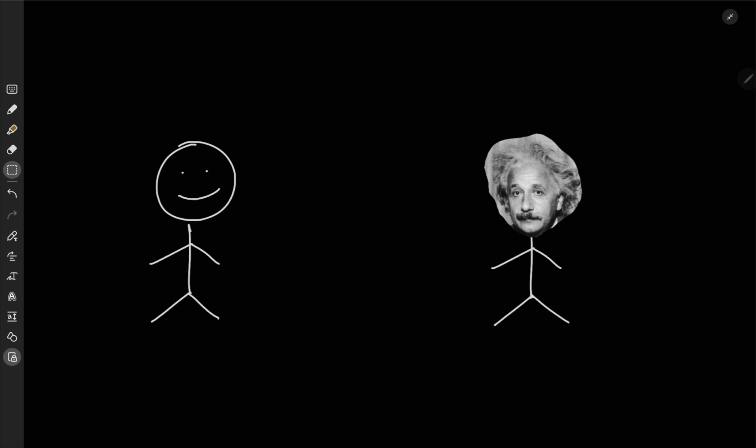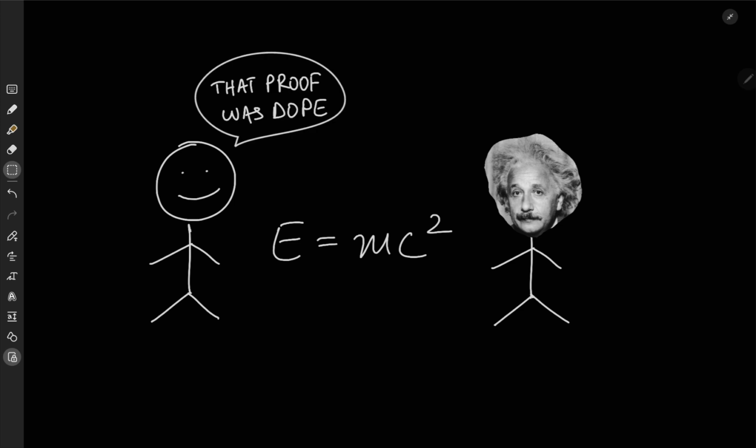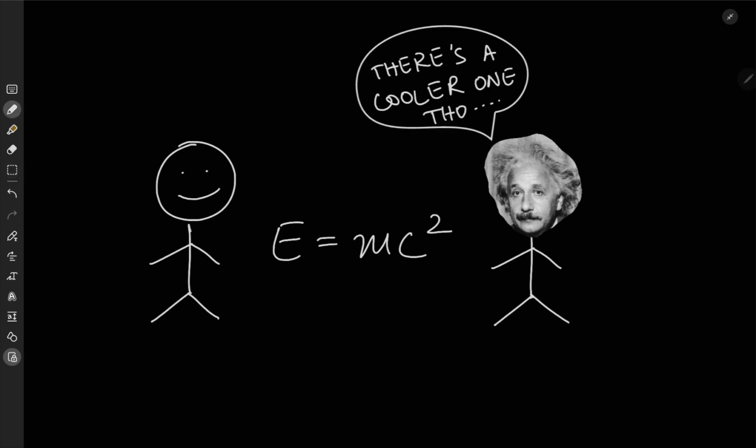Say one day it's your lucky day again because you bump into the great man Albert Einstein again. You continue on from the last conversation you guys had on mass energy equivalence and remind him just how much you liked his cool little proof that involved almost high school level physics and basic algebra. At that moment, Einstein tells you something that really gets you excited. He says there's an even cooler proof involving calculus, and here's how it goes.